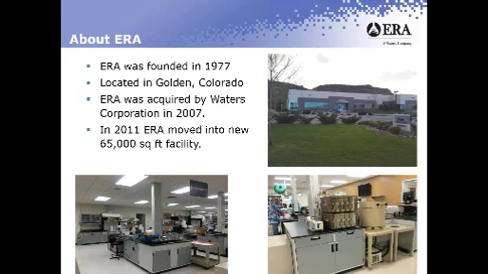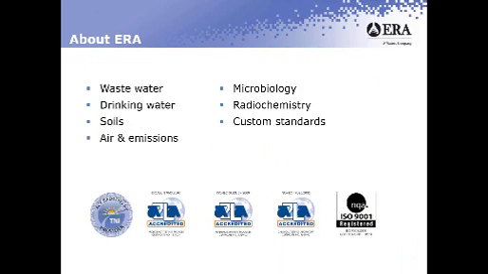So first, let me take a few minutes to talk about ERA. For those who may not be that familiar with ERA, it was founded in 1977. We're currently located in the Golden, Colorado area. In 2007, ERA was purchased by Waters Corporation. And in December of 2011, we moved into a 65,000 square foot facility. You see some pictures of our lab and our facility. We do PT, QC, CRMs, and wastewater, drinking water, soils, air and emissions, micro, radiochemistry, and custom standards. And our accreditations, you can see in the presentation slide there.